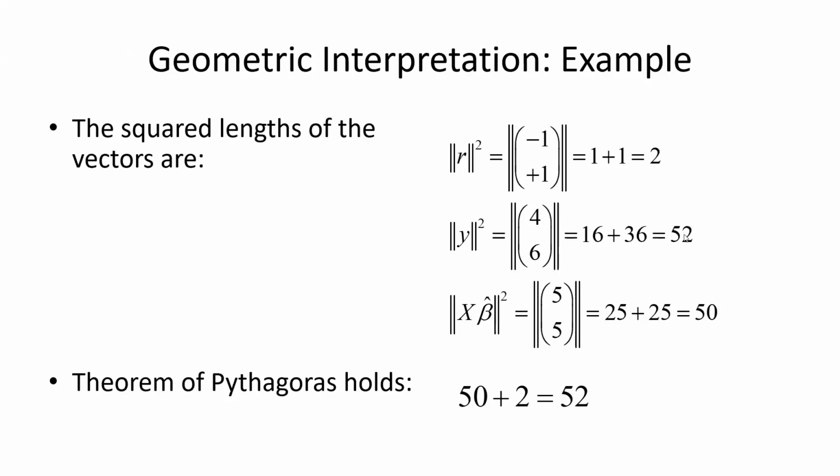So if there is a right angle, the length of the long vector squared should be 52 equals 50 plus 2. 50 plus 2 equals 52. So the theorem holds. That means we do have a right angle, which means this is the least squares estimate.